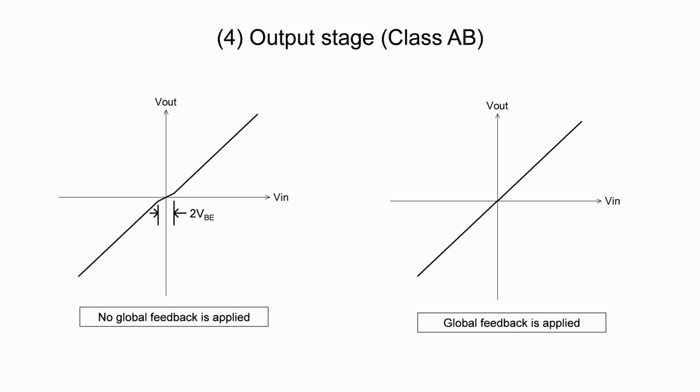On the other hand, there is a Class A power amplifier, in which the output transistors are operating in a high DC bias current, so that the transistors are always turned on.